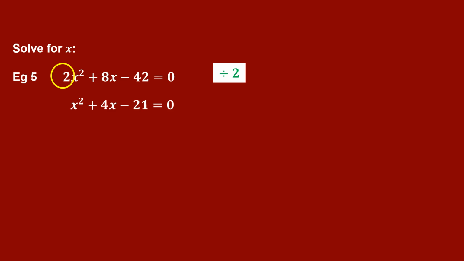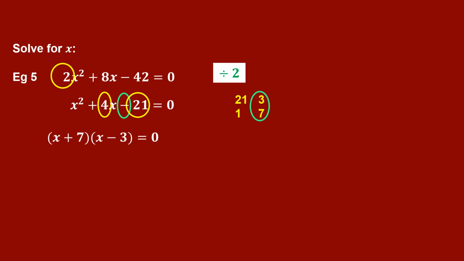So we need the factors of 21, which are 21 and 1, and 3 and 7. And we need to choose the combination that will subtract to give me 4. And 7 and 3 will give me an answer of 4. So my brackets will be x with a 3 and x with a 7. That final sign is negative, so the signs will be different, and that sign goes to the bigger number, so x plus 7 and x minus 3 is equal to 0.